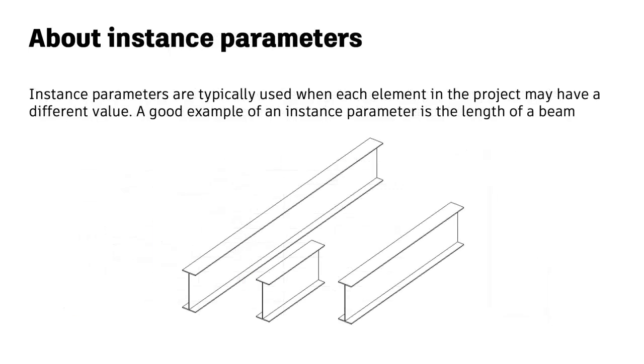Instance parameters are typically used when each element in the project may have a different value. A good example of an instance parameter is the length of a beam. Below you can see the same family type but with different lengths that are assigned to each instance.